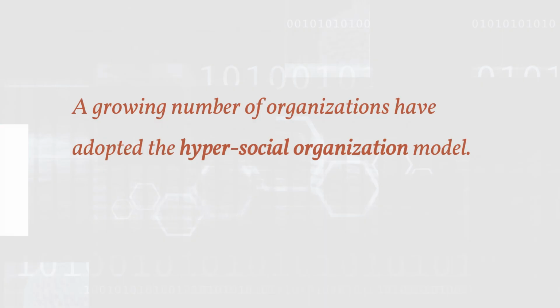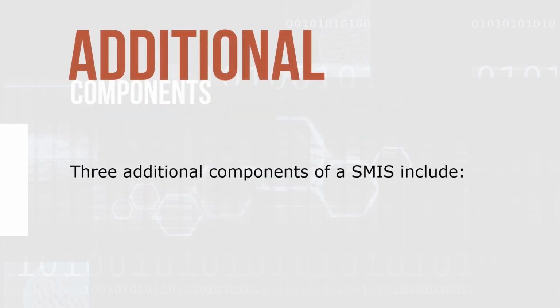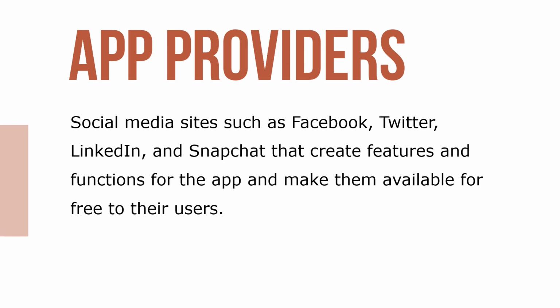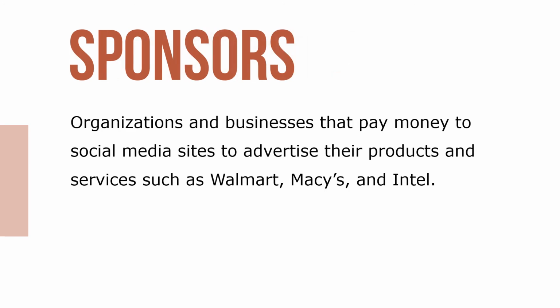A growing number of organizations have adopted the hyper-social organization model. Social Media Information System, SMIS, includes all the components of other information systems. Three additional components of SMIS include application providers. Social media sites such as Facebook, Twitter, LinkedIn, and Snapchat create features and functions for the app and make them available free to their users. Communities: all the people, you and me, that use any of the social media applications. Sponsors: organizations and businesses that pay money to social media sites to advertise their products and services, such as Walmart, Macy's, and Intel.